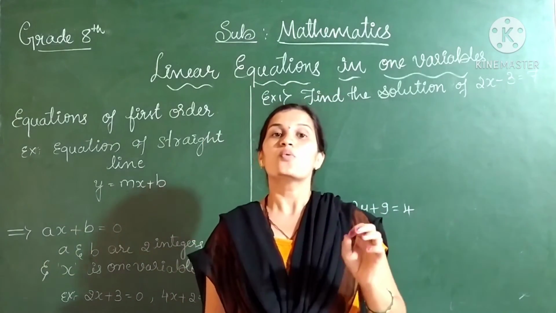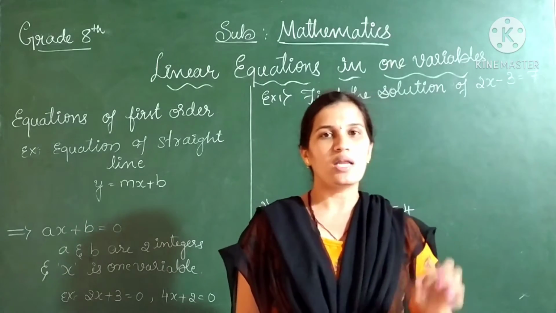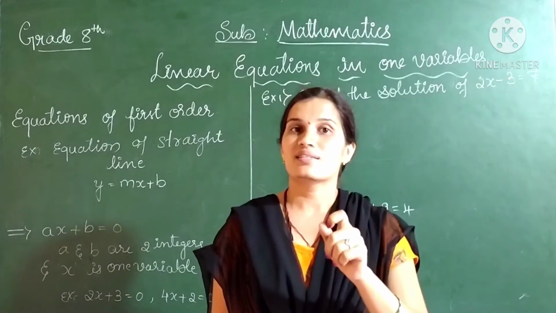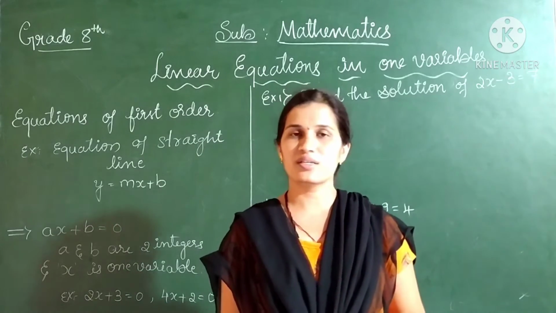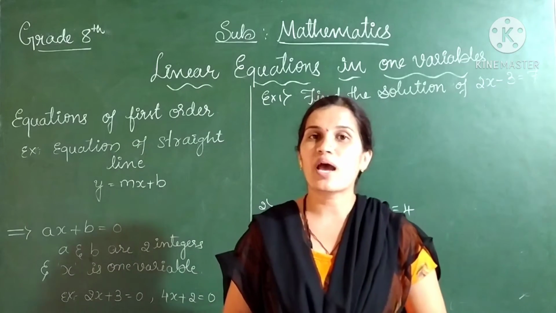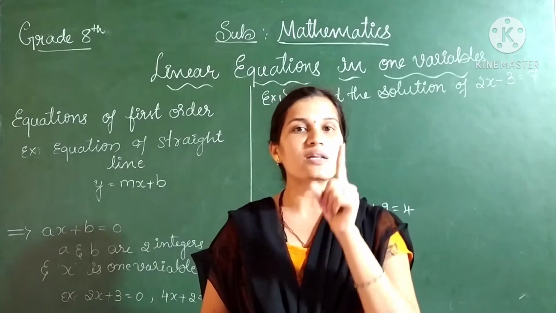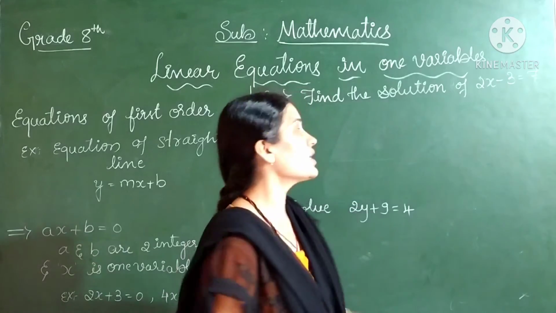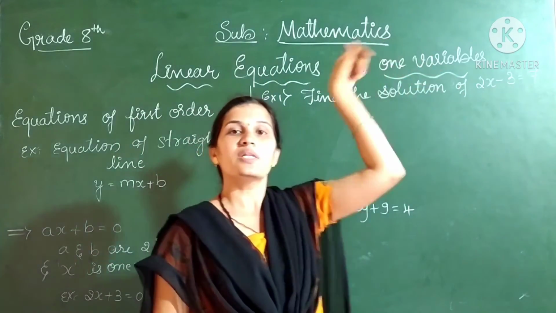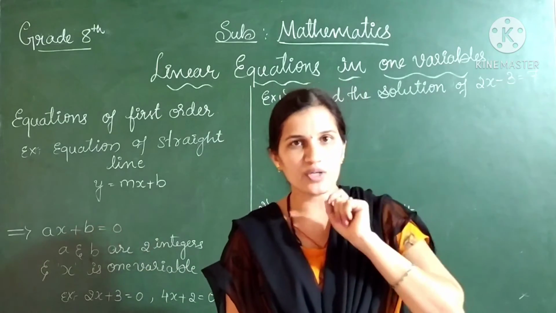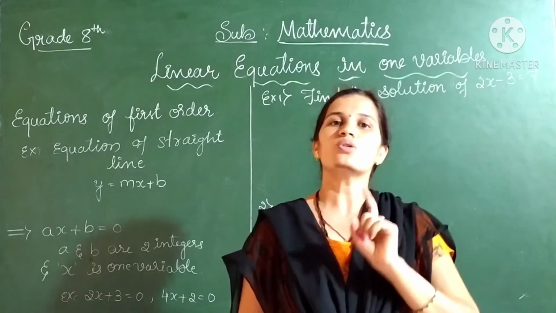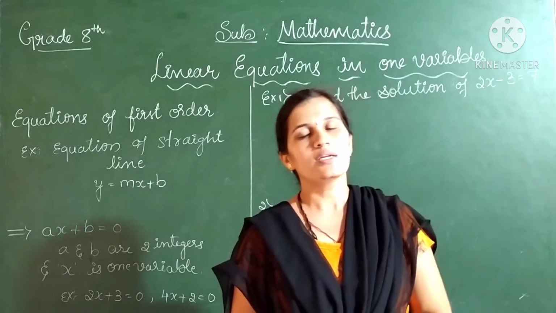Variables are represented by small letters of the English alphabet, that is a, b, c, d, whatever it may be, but the equation should have only one single variable. Those are called linear equations in one variable. The variable in the equation should have degree 1 or order 1. Those are called linear equations.